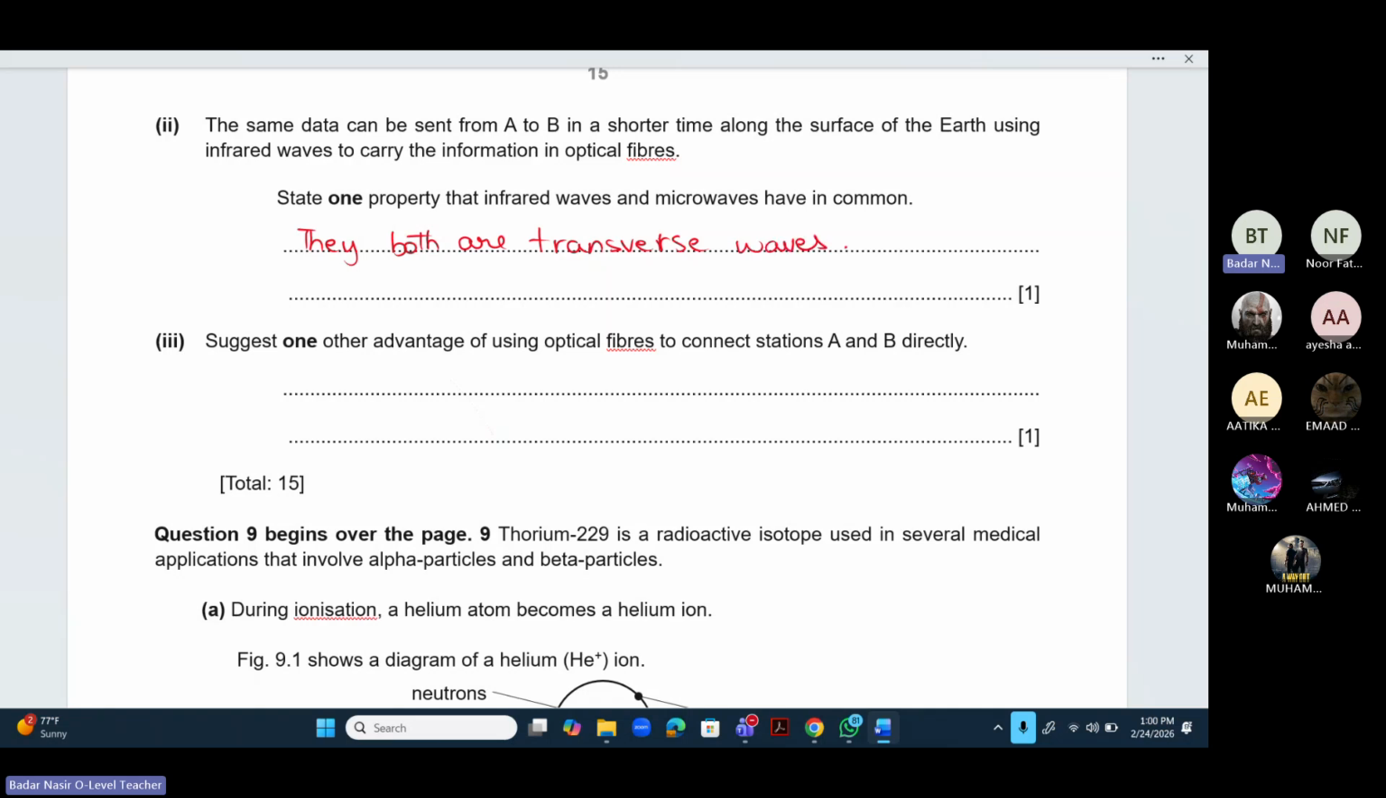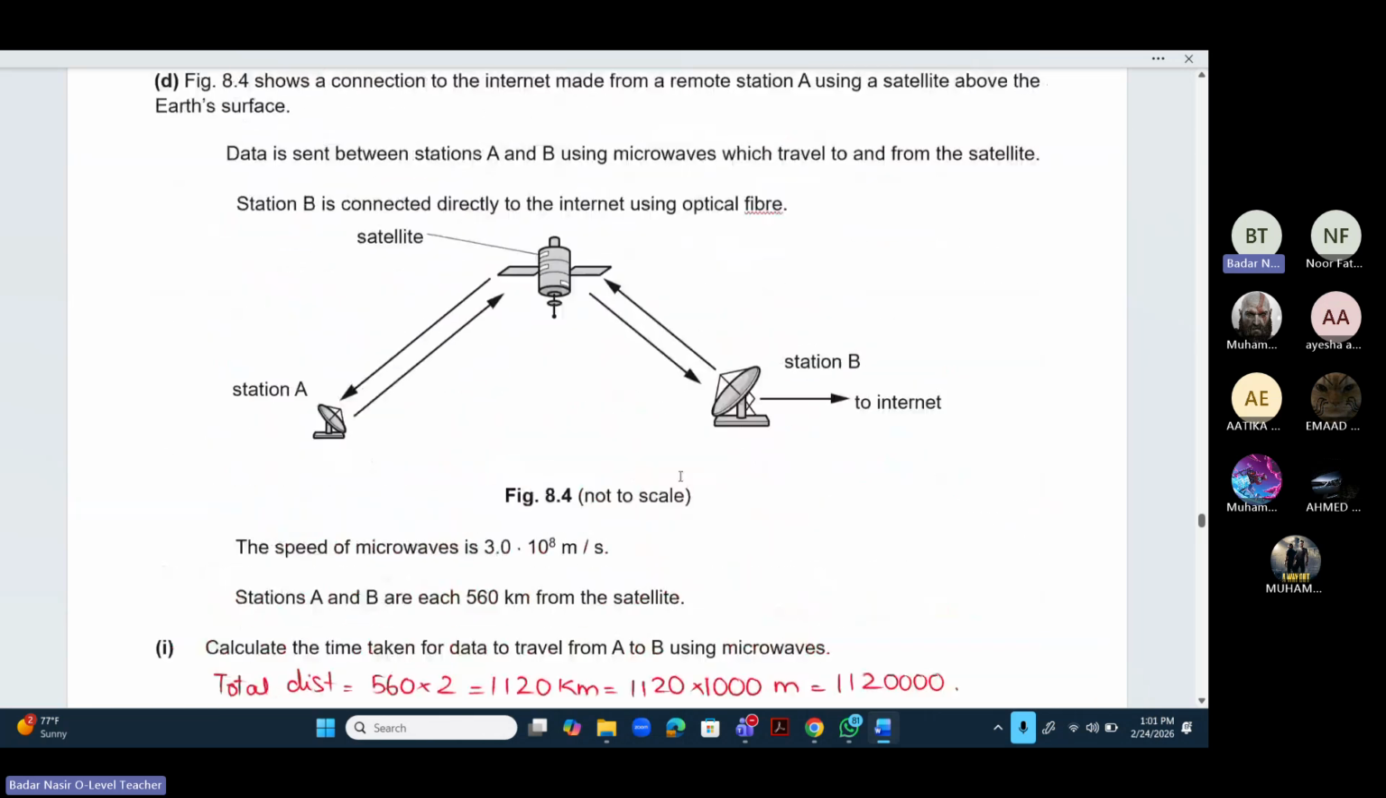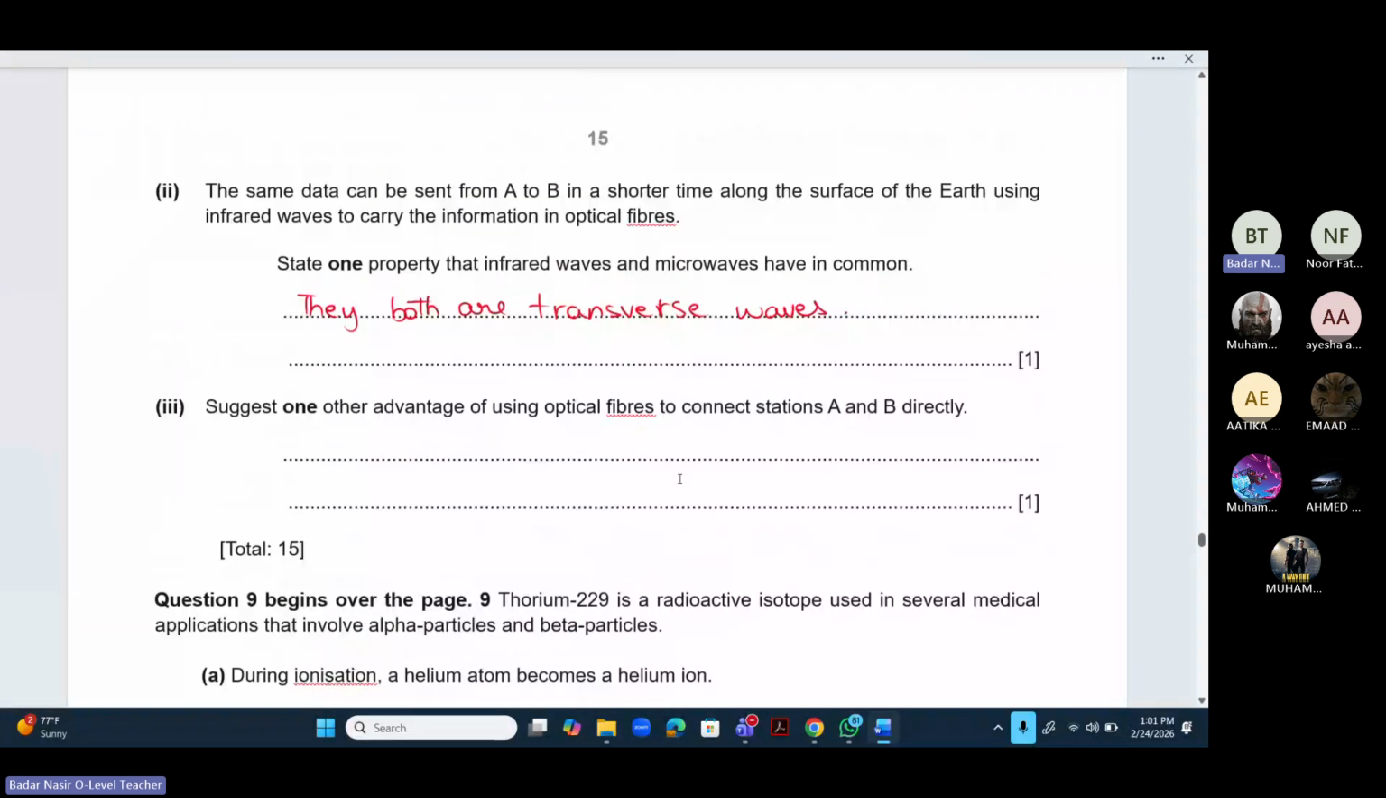Okay. What is the next thing? Just one other advantage of using optical fibers to connect stations between A and B. ठीक है? अच्छा अगर आप ऑप्टिकल फाइबर्स यूज करते हो ना... Yes, so if we use optical fibers, they are less expensive. ठीक है, और the biggest advantage of optical fibers is more data can be transferred.